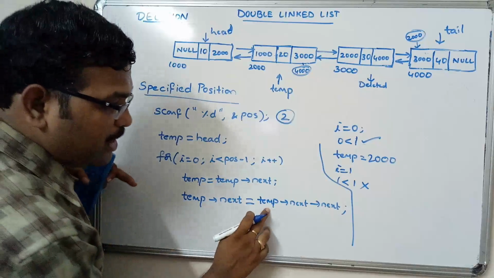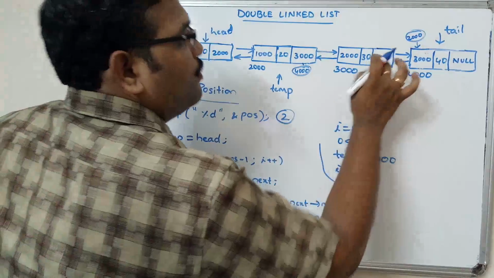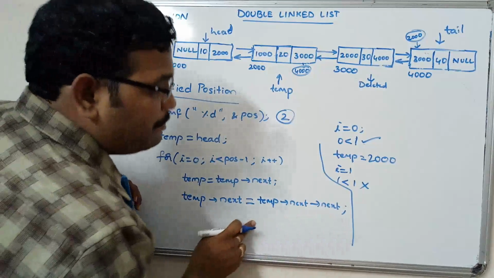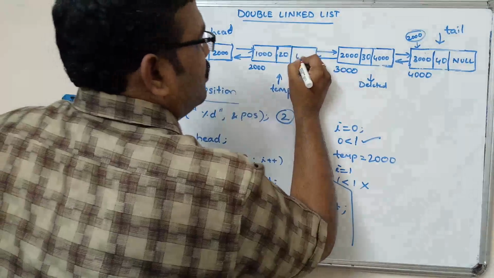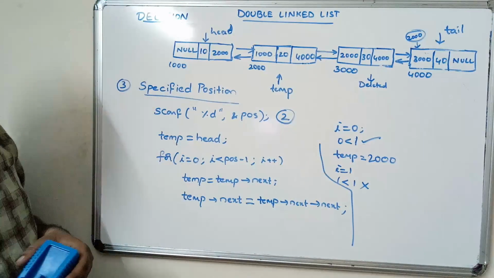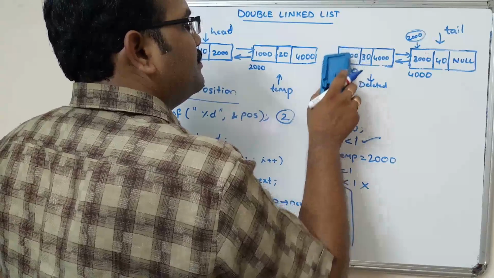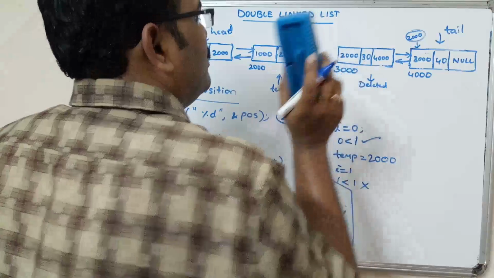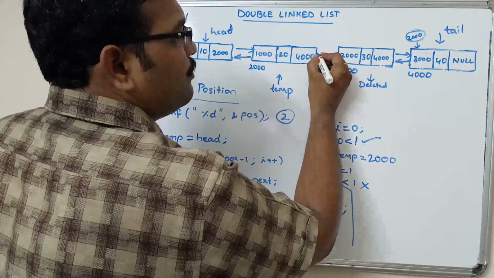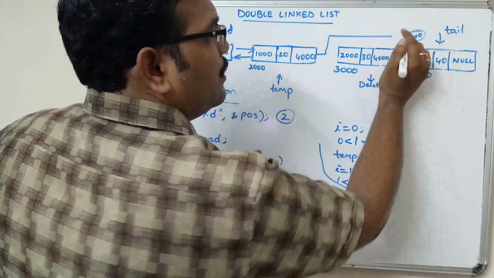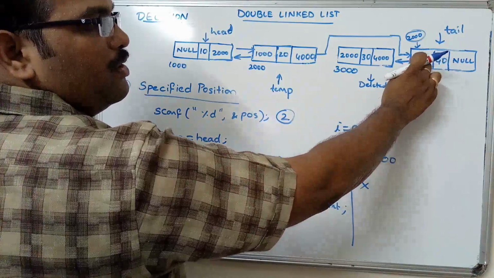So don't get confused. Temp of next is 3000. 3000 of next means 4000. So here after executing this statement, 3000 will be replaced with 4000. Right? Now this connection is disconnected. This connection is disconnected. Now we have to replace this one, and 4000, if it is a 4000, so it is connected here.